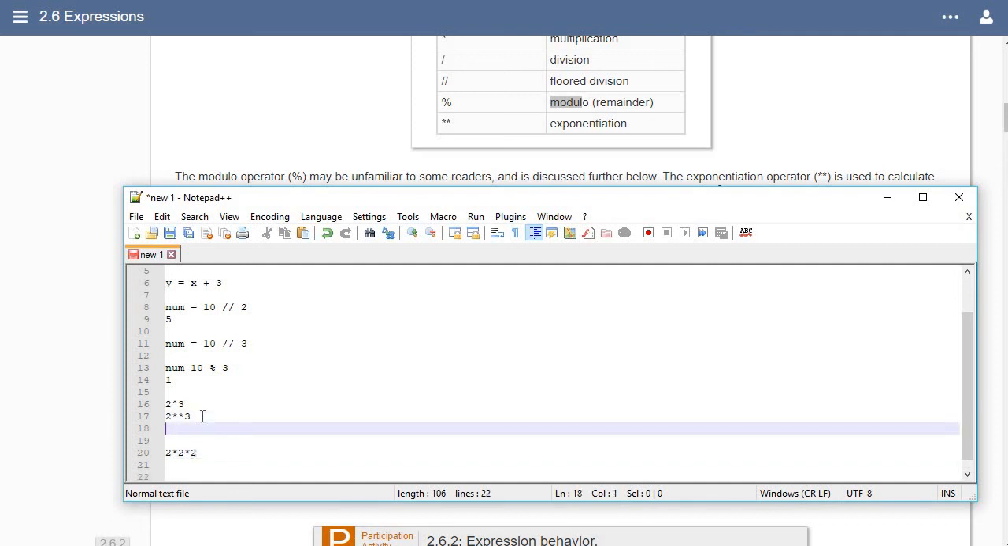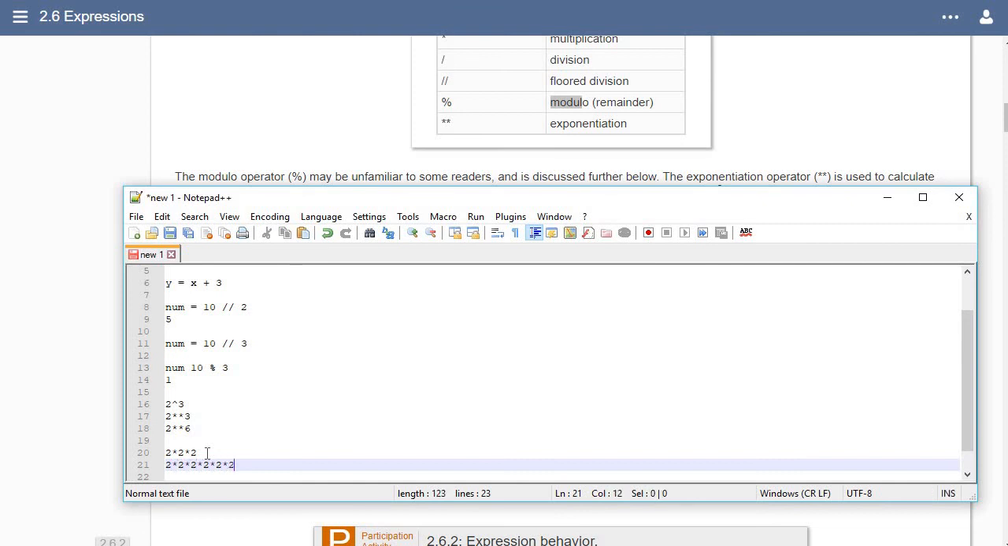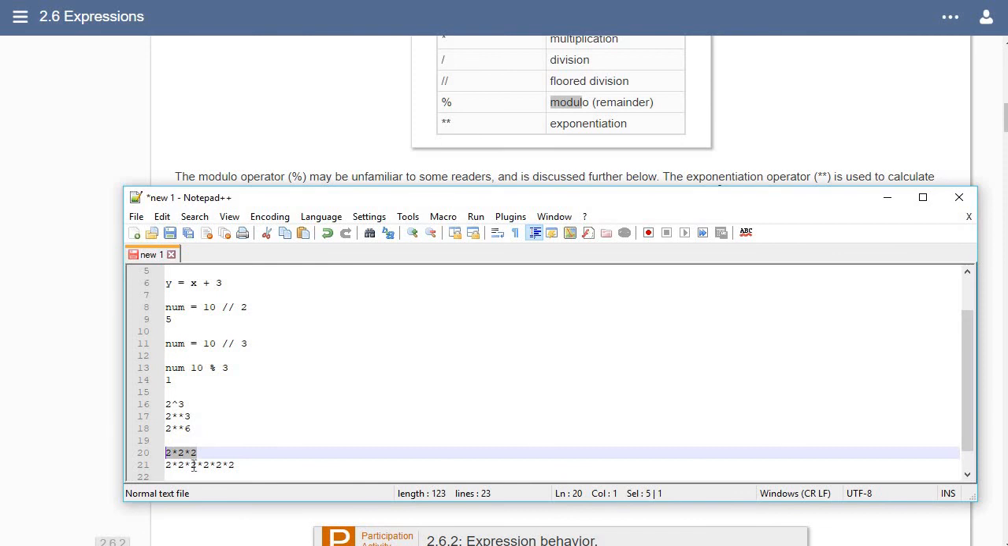If I would have said 2 to the 6th power, then that would have been 2 times 2 times 2 times 2 times 2 times 2. 6 times. 2 times itself. This number times itself 6 times. So 2 times 2 is 4 times 2 is 8. So 2 to the third is 8. Times 2 is 16. Times 2 is 32. Times 2 is 64. So 2 to the 6th would be 64.